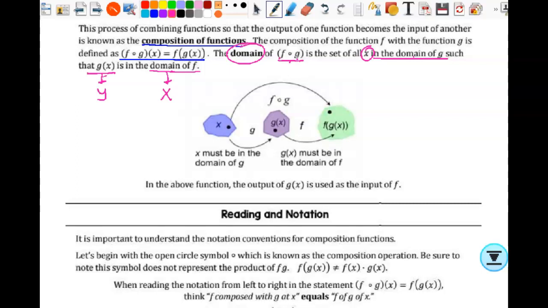But x must be in the domain of g, obviously, and then you get g of x, and g of x must be in the domain of f. And sometimes it's super simple, and sometimes it makes your brain hurt a little bit. Okay, but we'll get through it.